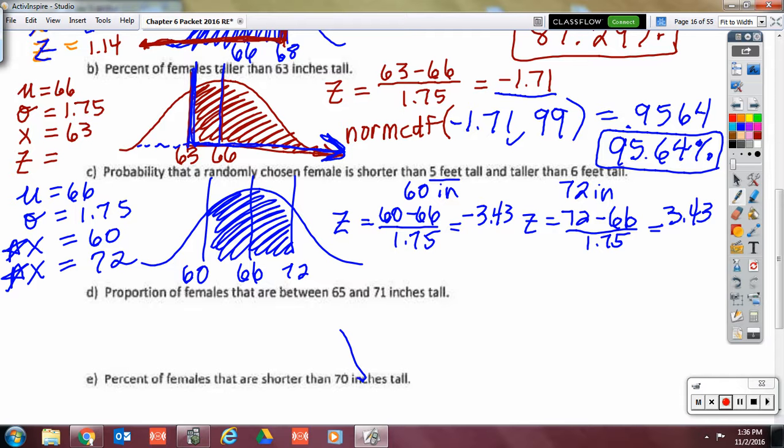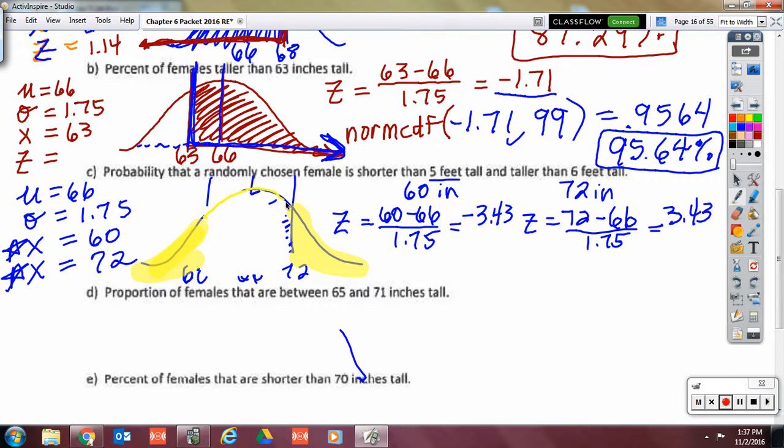Okay. Now, I just reread the question more carefully. And what do you have to say about my picture? Yeah, I drew my picture wrong, because I'm supposed to want shorter. So I need to go out here to the left, shorter than 60 inches, and out here, taller than 72. All right. So I could find those two areas and then add them up.